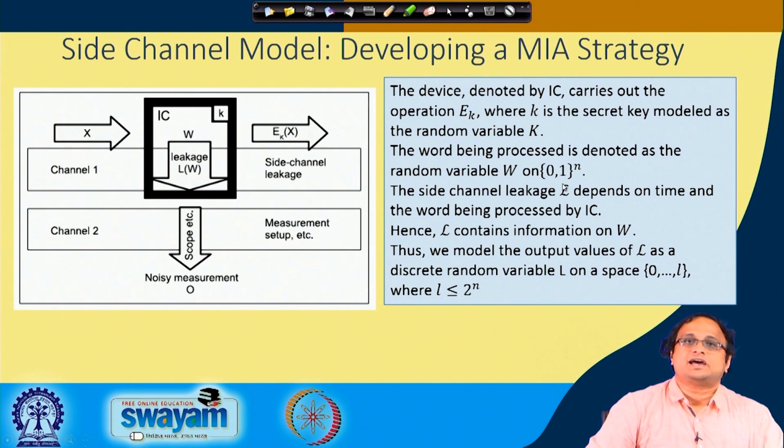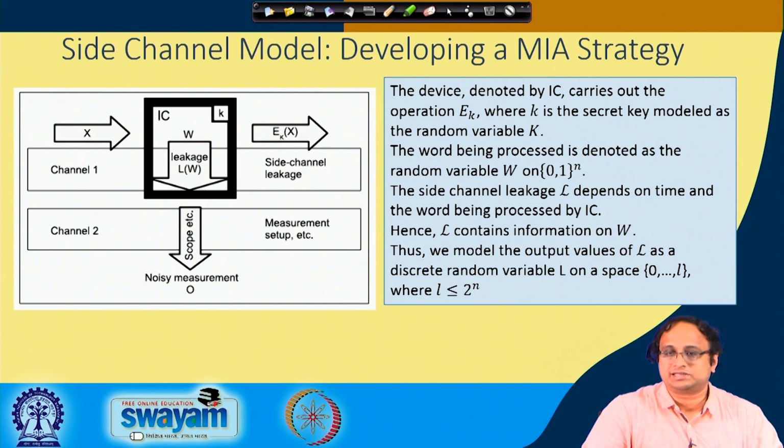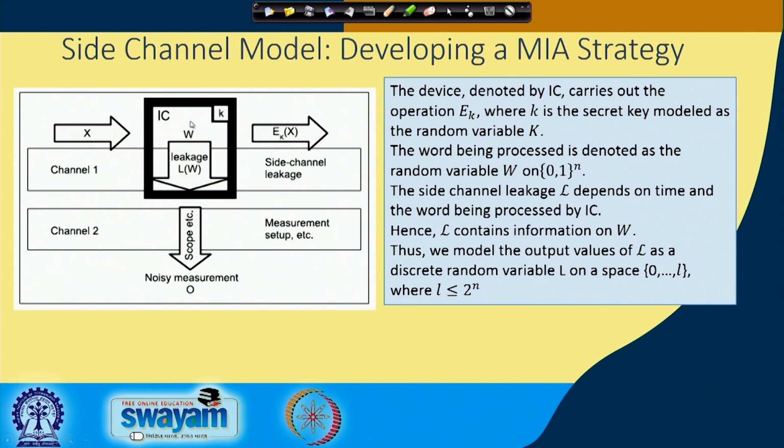Now, the side channel leakage, which is denoted as L or mathcal L, will depend upon time and also on the word which is being processed by the IC. Hence L contains information about the intermediate value W, and we model the output values of L as a discrete random variable L on the space of 0 to L, like 0 1 2 3 4 and so on, where L is much lesser than or equal to 2 to the power of n. So, depending upon the corresponding state value, like suppose there is an intermediate value W which you are estimating, depending upon the value of this W you try to estimate your leakage L.